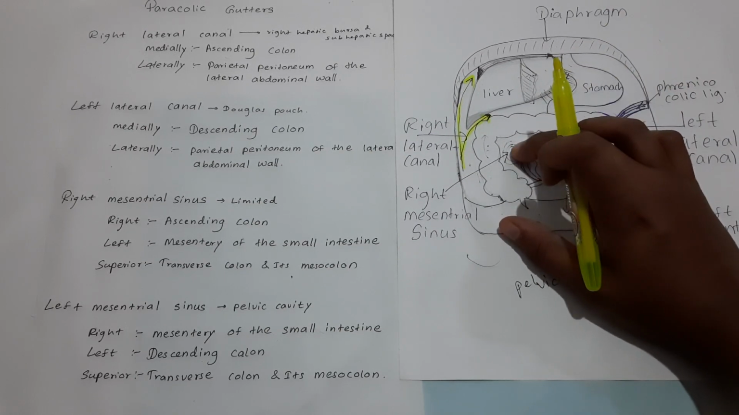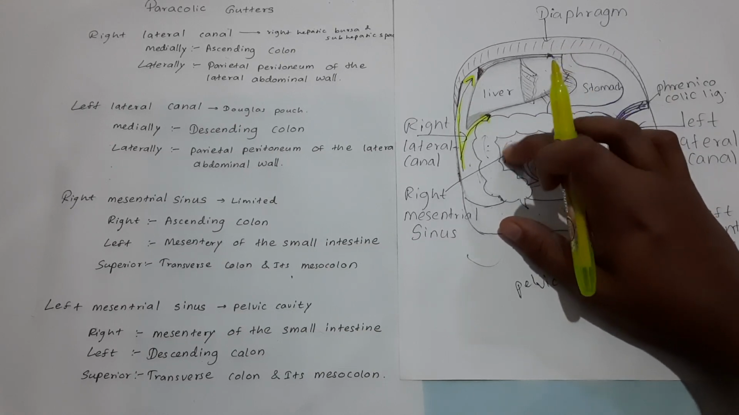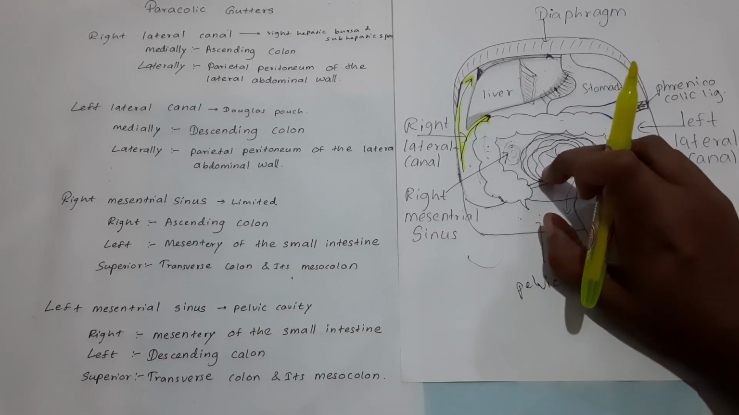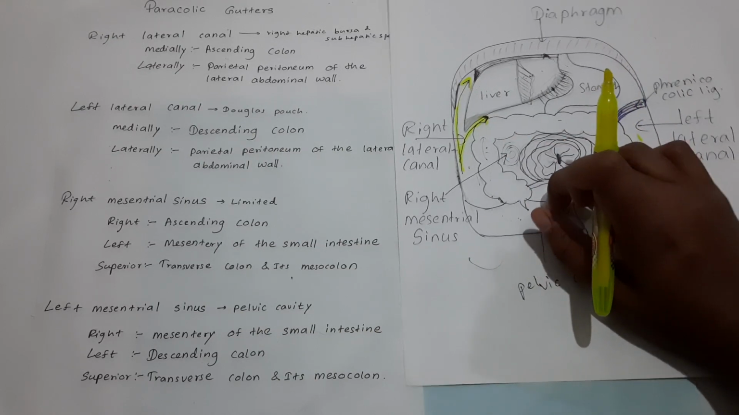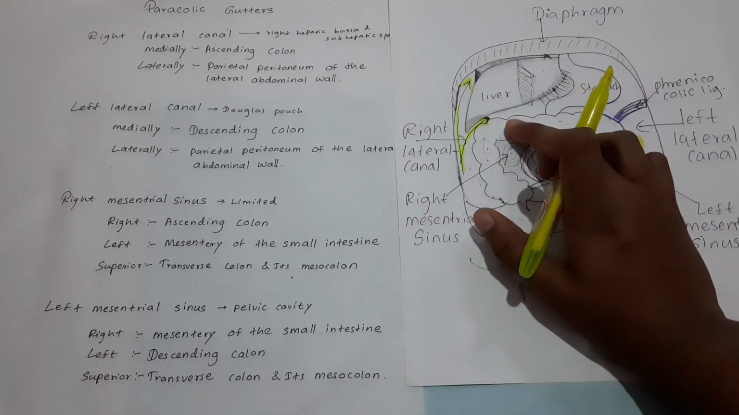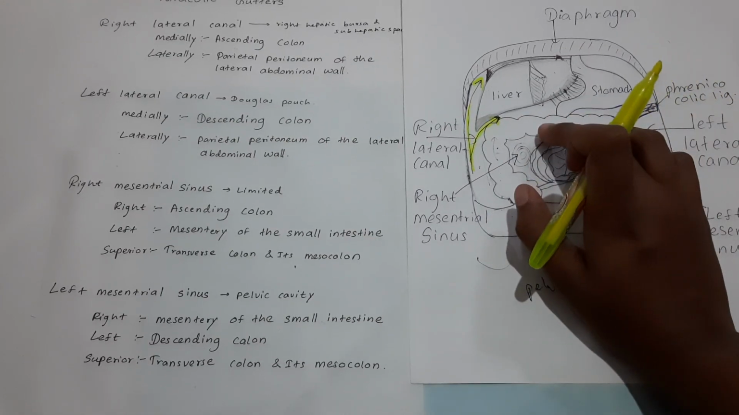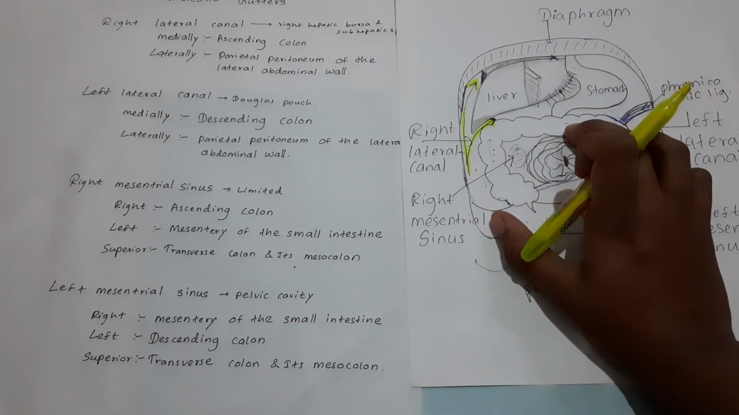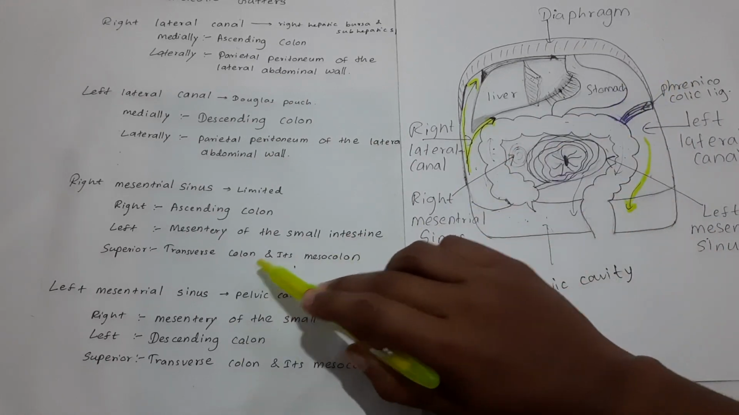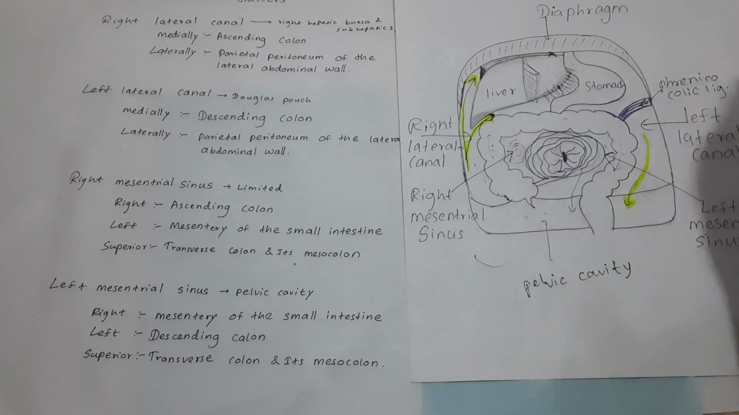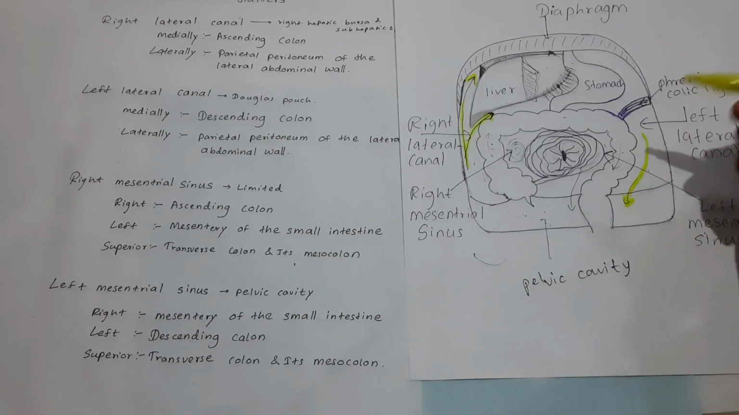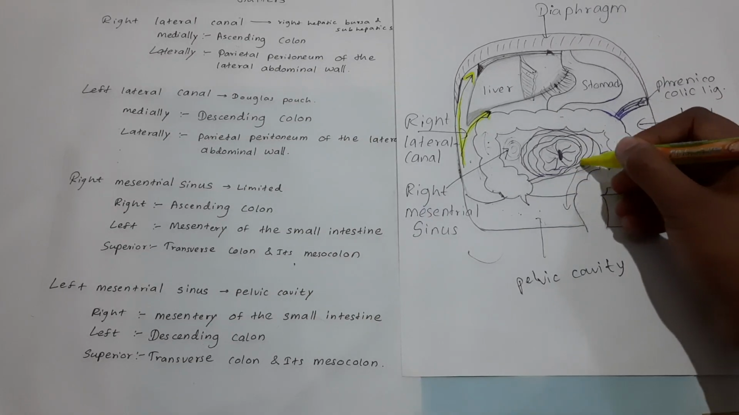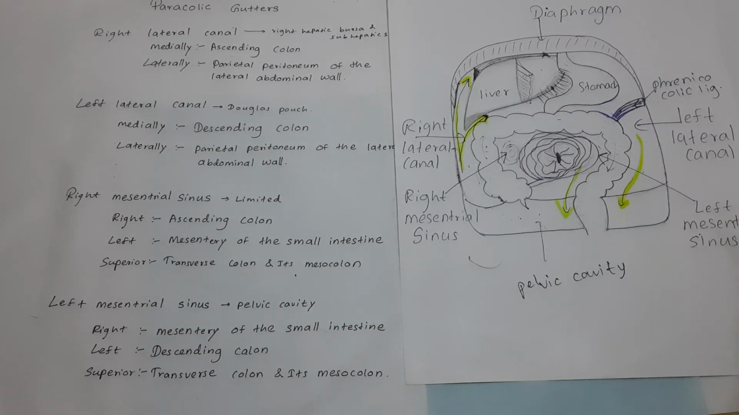Then the right mesenterial sinus is a limited one. It's not communicating with any other topographical structure, because the small intestine mesentery is obstructing the way to the pelvis. Here I forgot to tell you, the superior wall of both mesenterial sinuses is the transverse colon and also its mesocolon. And the left mesenterial sinus can communicate with the pelvic cavity.